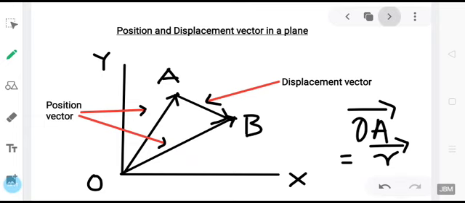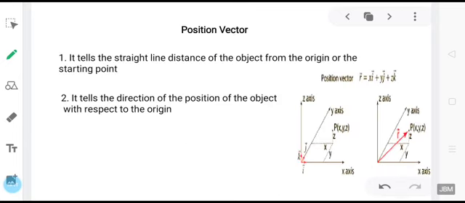Now here one important piece of information. What does the position vector OA of the object at a point provide? What information does it provide? It provides two important pieces of information. It tells the straight line distance of the object from the origin or the starting point, and it tells the direction of the position of the object with respect to the origin.